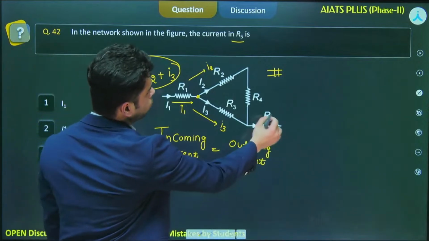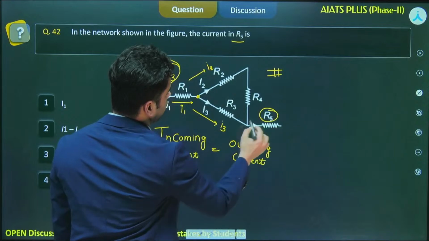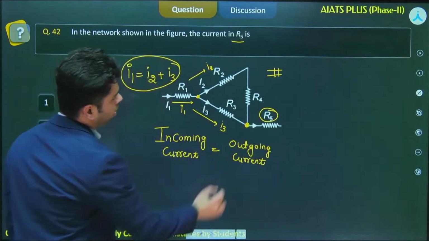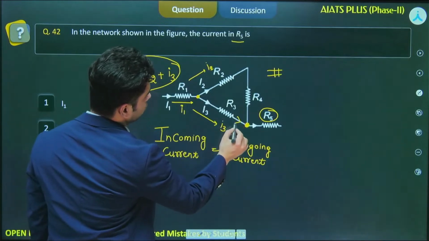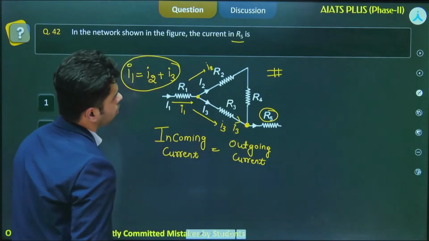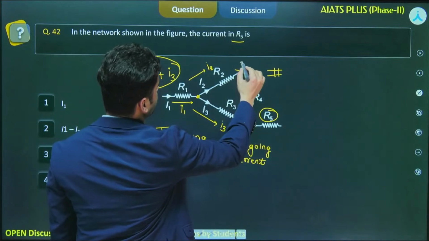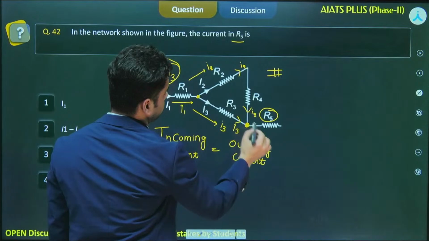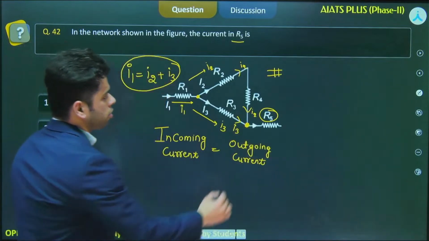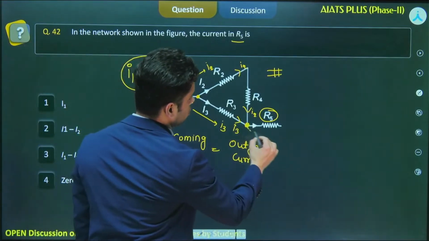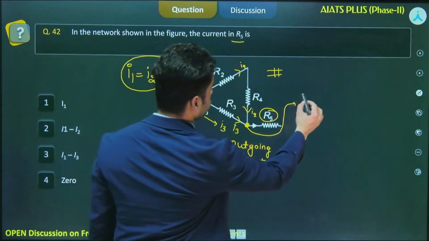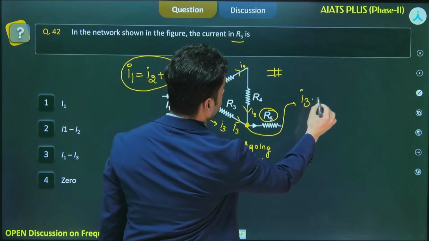Now we need to calculate the current through R5. Here is your R5. I'll take this junction. Let us apply the concept at this junction. So here the incoming current is I3 from this side, and I2 is coming from here. So I2 is also the incoming current at this junction. So for this junction, the incoming current is equal to I3 plus I2.